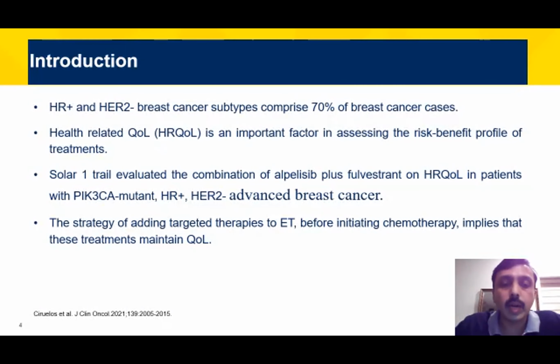So the strategy of adding targeted therapies to endocrine therapy before initiating chemotherapy implies that these treatments maintain quality of life. And all of us are very familiar with the impact these drugs have made, particularly CDK4 inhibitors, when we combine them, and we know that the quality of life is maintained for a long time. So how to optimize this further was the question which they tried to answer in the SOLAR trial.